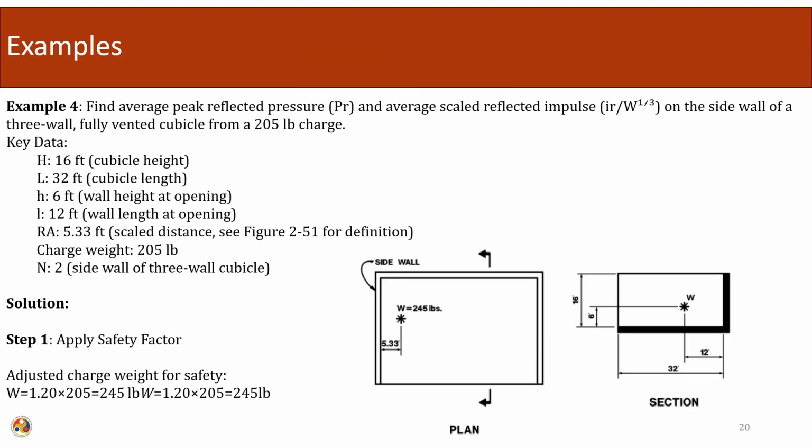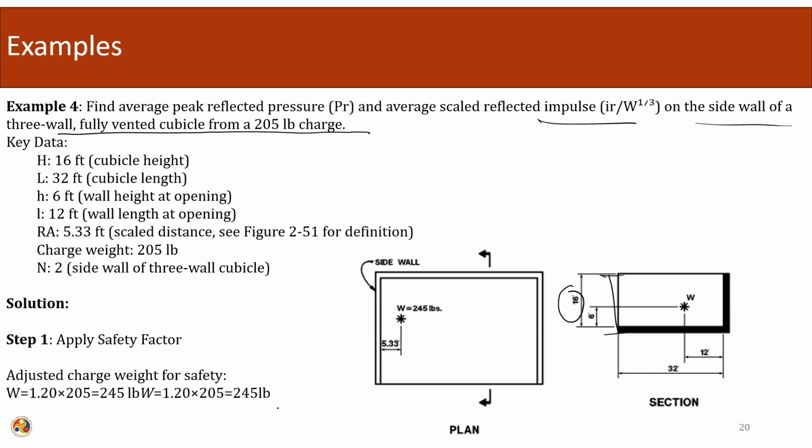So, we will look into one example. What we are required to do is find the average peak reflected pressure and the average scaled reflected impulse on the side wall of a 3-wall fully vented cubicle, for a charge of 205 pounds. The data given: the height of the structure is 16 feet, and the length of the cubicle is 32 feet.